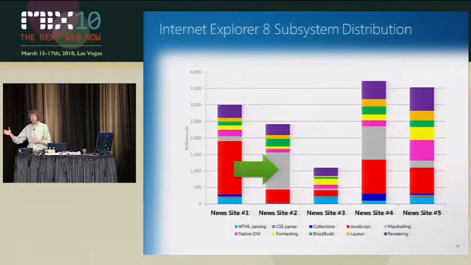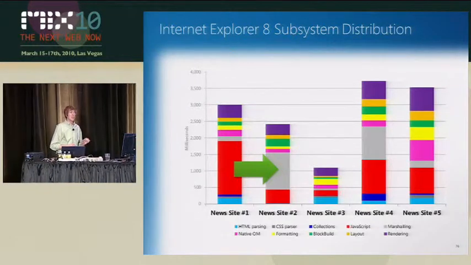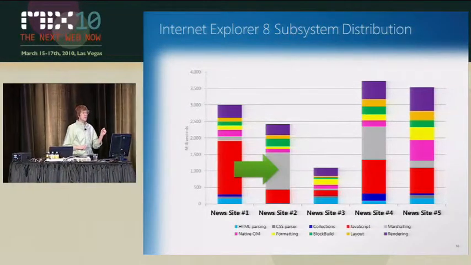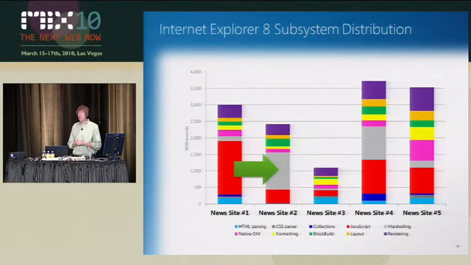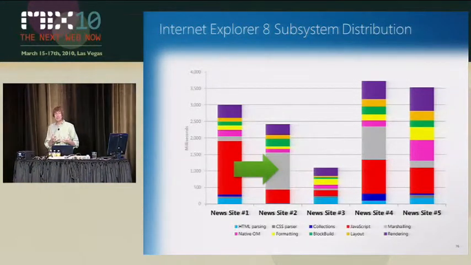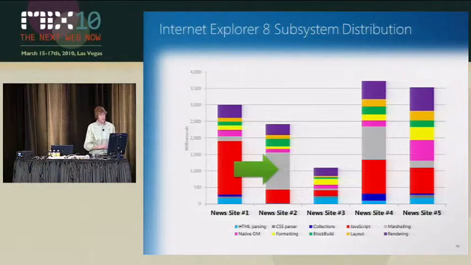Now, one interesting point here, if you remember from our initial data, is that site number 2 had the smallest amount of JavaScript of all of these pages. They also weren't using any JavaScript frameworks. They had written all their JavaScript by hand, trying to make it as fast as possible. But in doing so, they actually didn't improve the performance of their site.